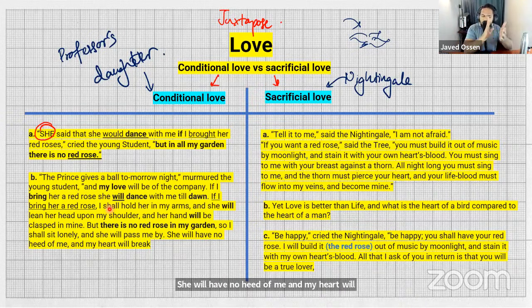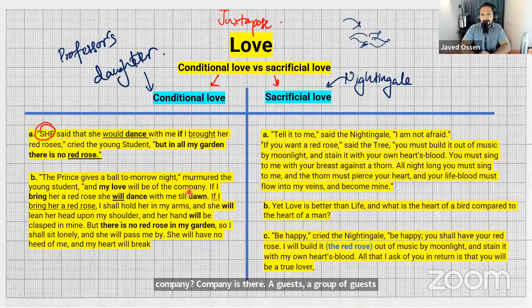Basically, how can the young student dance with the professor's daughter? If he gives her what? If he gives her a red rose, only then can he dance with her. Do you understand that part? Apart from that, if he gives her a red rose, what can he do? "My love will be of the company." What's company? Company is guests, a group of guests is called company.